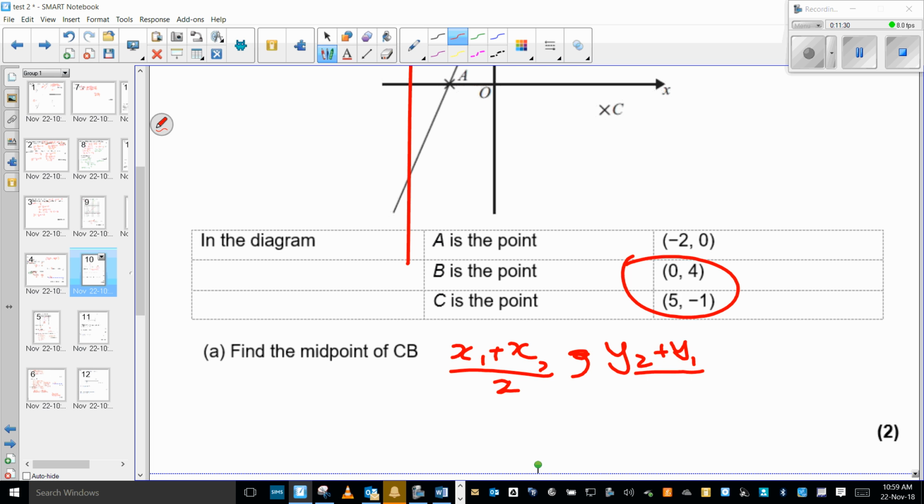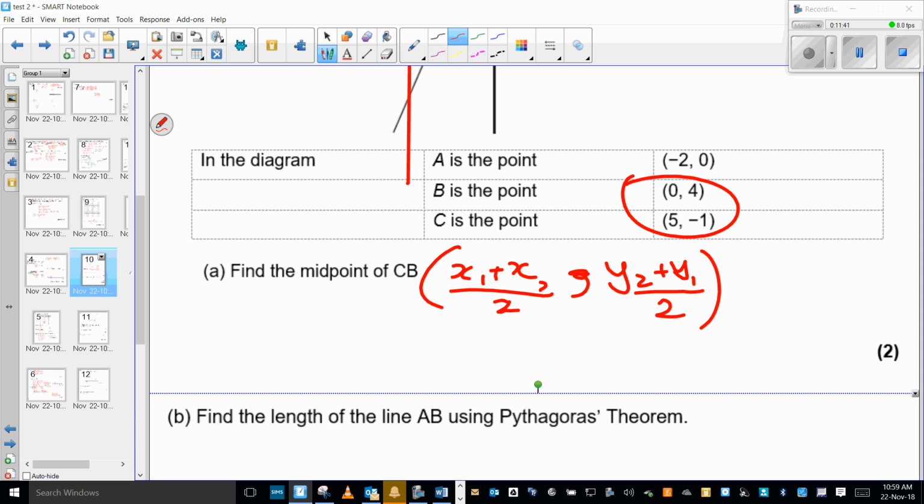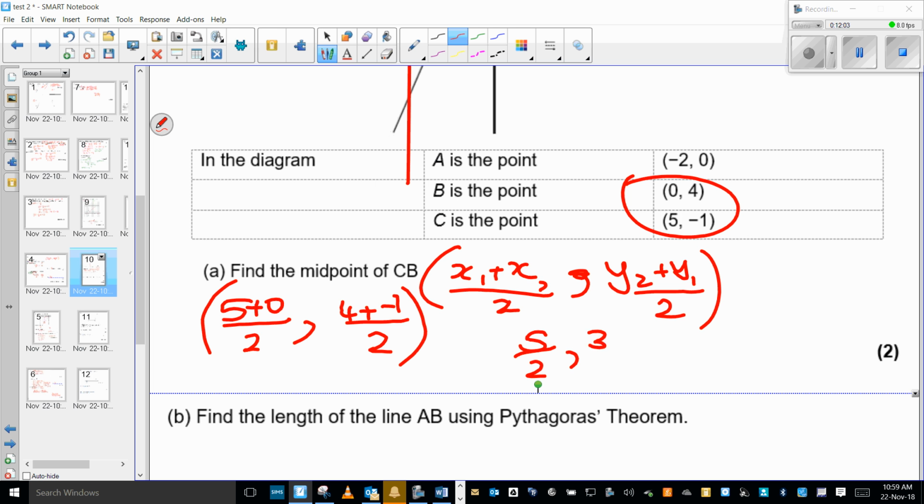over 2. It doesn't matter the order here because you're adding them. If you were doing some subtraction, then it would matter, but when you're adding them, it doesn't. So we're adding our two x values: 5 plus 0 over 2 and 4 plus negative 1 over 2. 5 plus 0 is 5, divided by 2. You can leave it as an improper fraction or as 2.5. 4 plus negative 1 is 3. So you've either got 5 over 2, 3 over 2, or 2.5, 1.5.